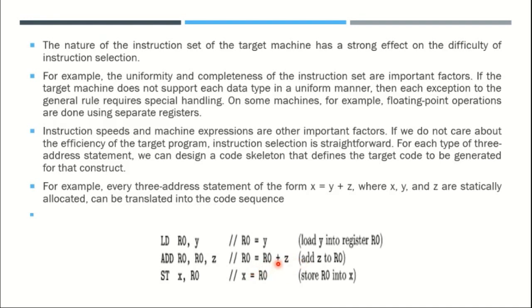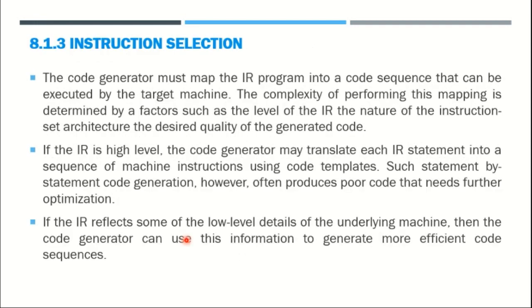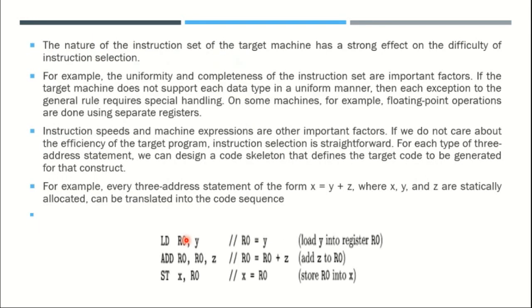After completion of this addition instruction, we store the entire result into x. So now x has the R0 value, which is nothing but the addition of the y value and z value. Finally the result is stored into x. This is the target code sequence. Here the input is the 3 address code representation x equals y plus z, and the target code is in this manner. This is the code sequence for instruction selection. Based on instruction selection, we can generate the target code.